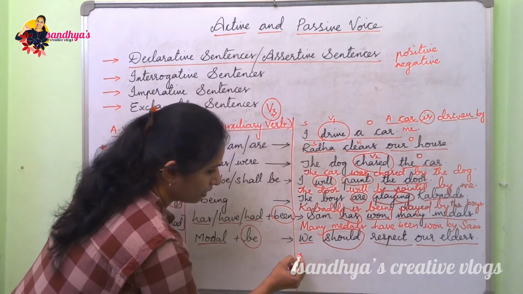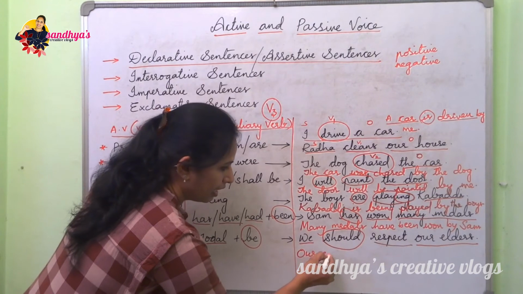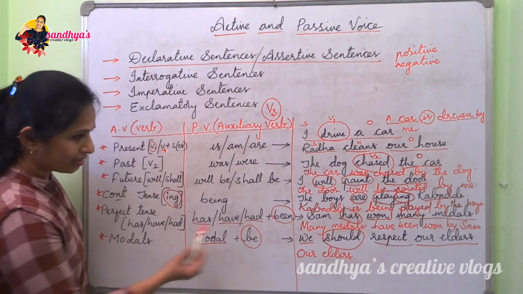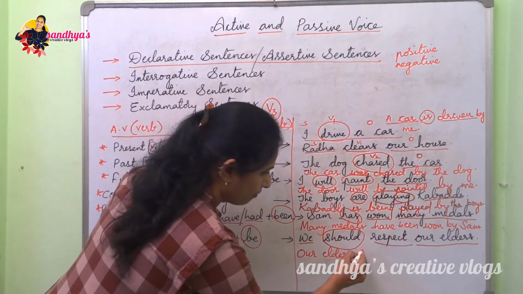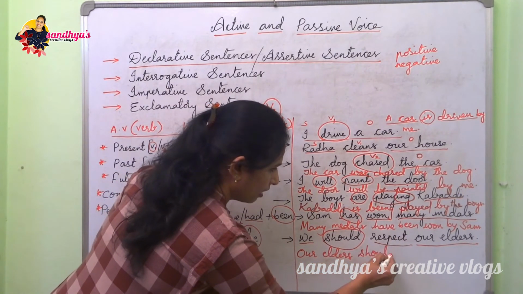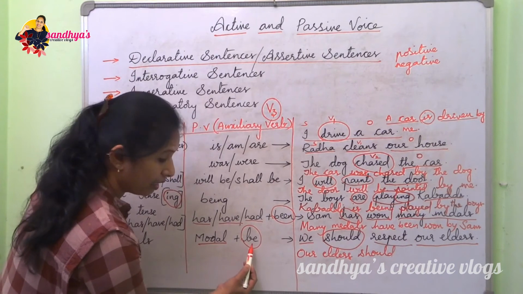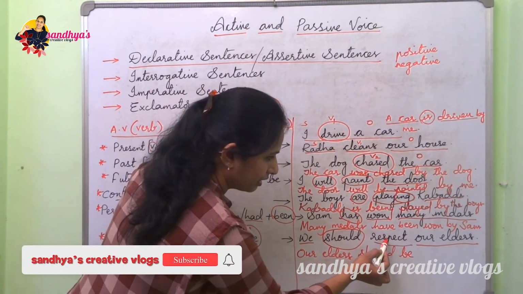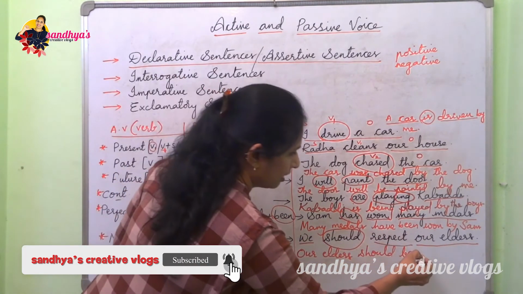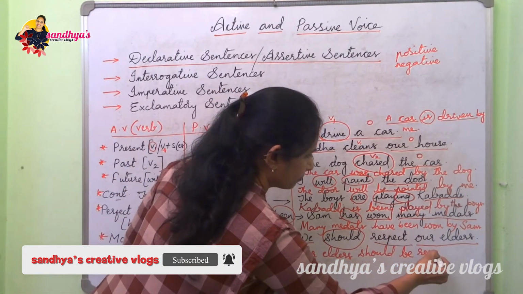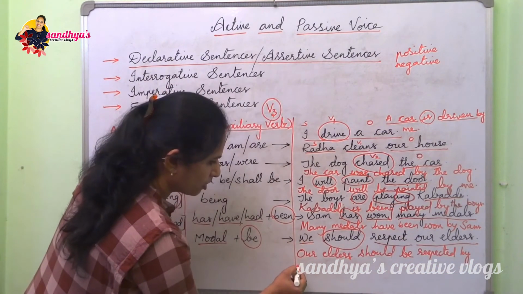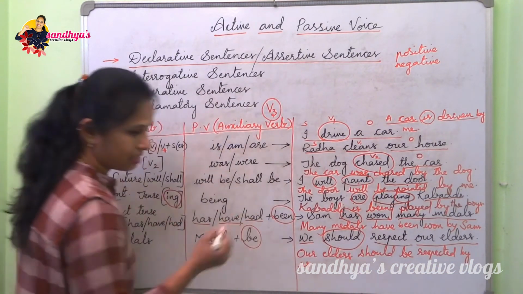Now let us start with our elders. Our elders. Okay. Now the modal auxiliary is should. I am using the same word should. Use the same modal and apply be to that one. Should be. Take the third form of respect. It is respected. By. Now we will be changing to us.